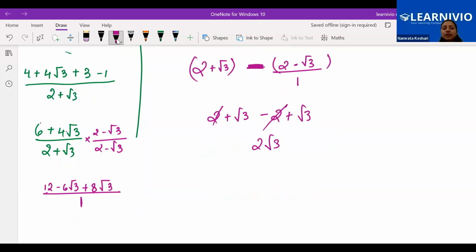4 root 3 into root 3 will be minus, because plus minus, when you multiply a positive number with a negative number, it will be negative. And 4 root 3 into root 3 will be just 4 into 3, that is 12. Is it making sense to all of you? Yes or no? Yes, ma'am. Yes, sir. From here only you will end up having 2 root 3 as a final answer. Check it.